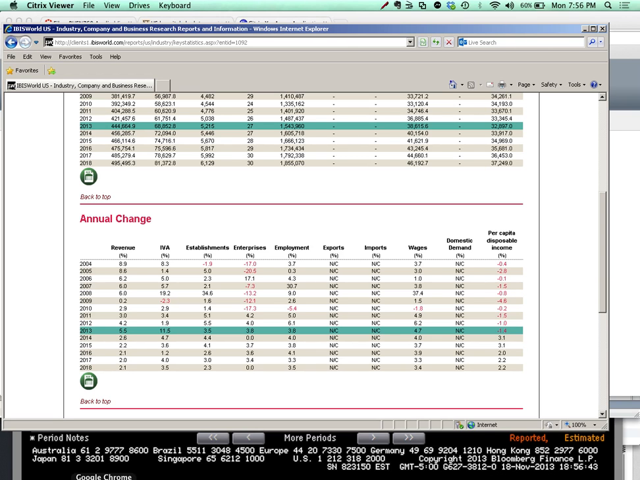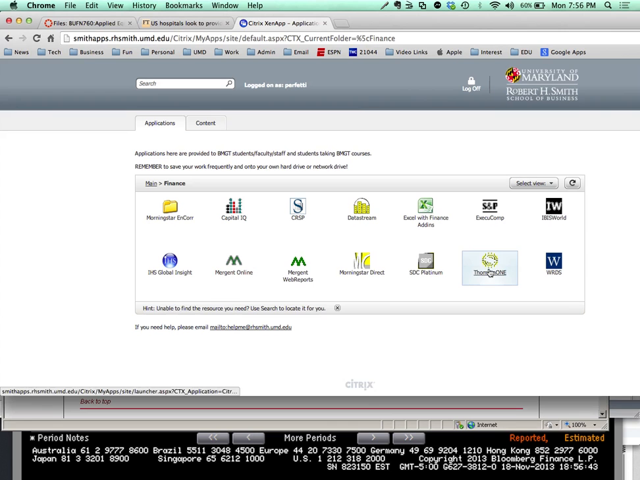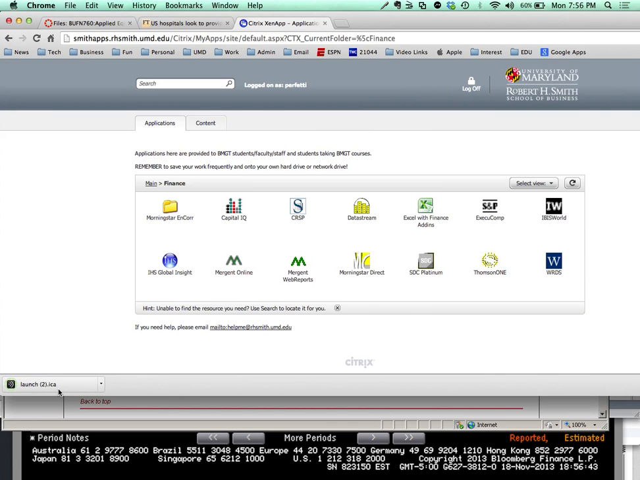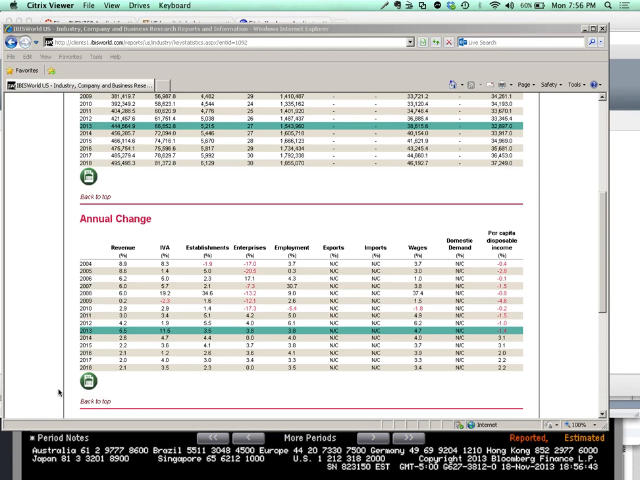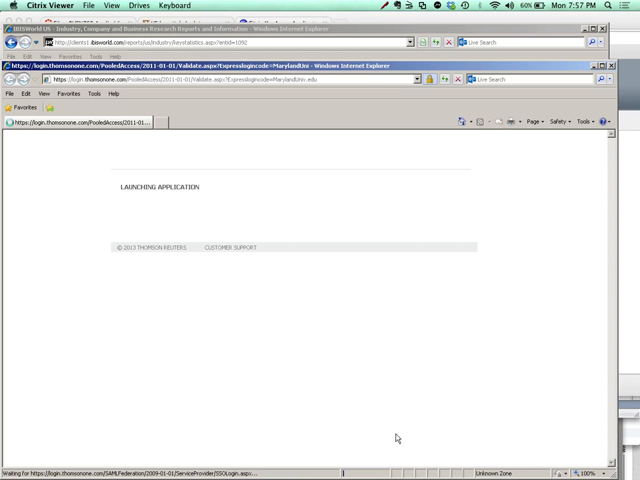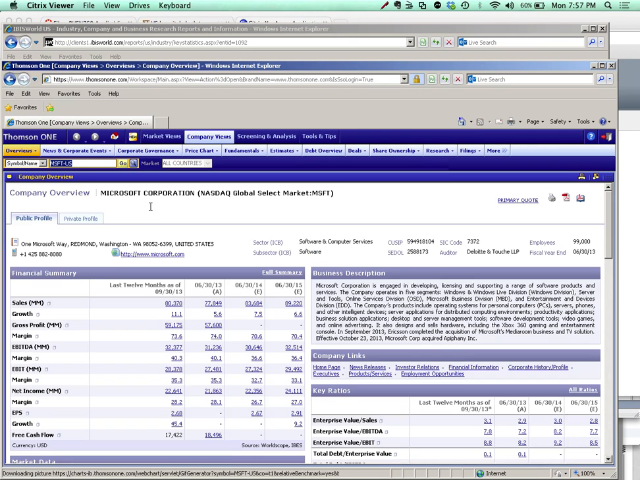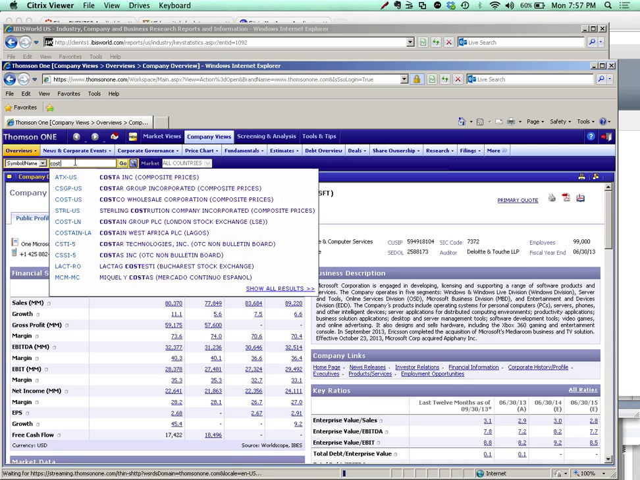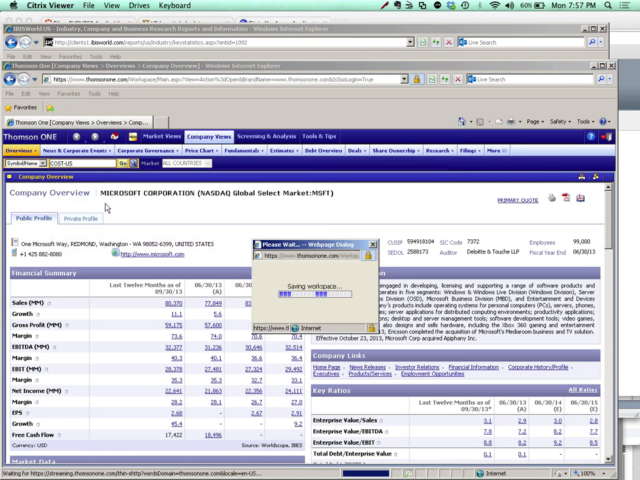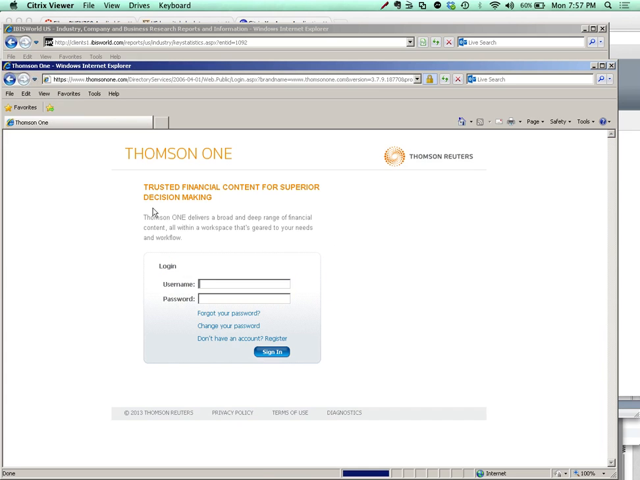But the other thing I was going to mention, there is one advantage to Thomson One, assuming it opens. See if I can get it to open. One advantage to Thomson One, and we'll use Costco, is it's like Bloomberg. You type in the code, search for it.